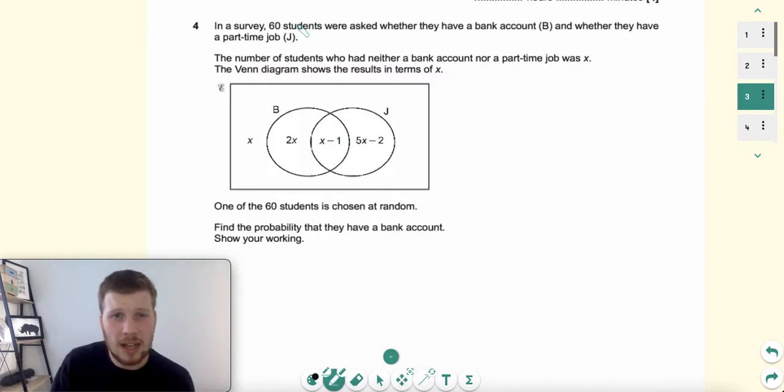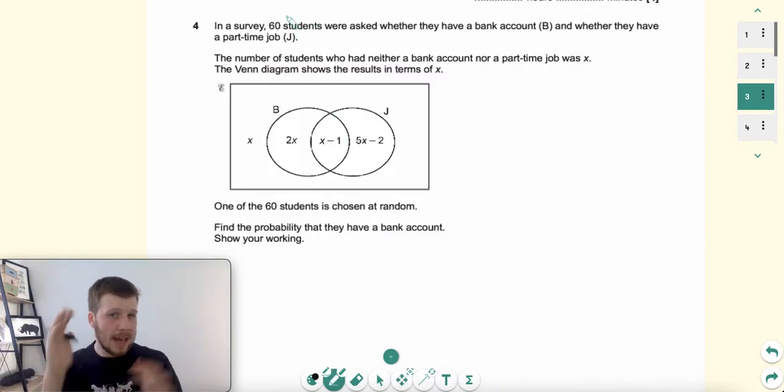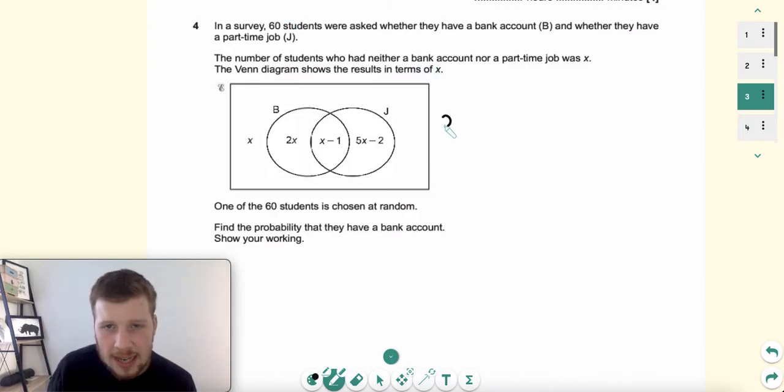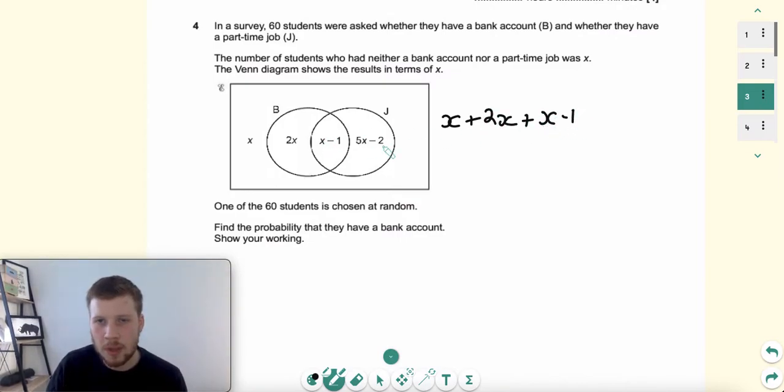To do that, I know there's 60 people in total, and looking in my Venn diagram, I know that's my complete information. So therefore, if I add everything together, so I've got x plus 2x plus x take away 1, and plus 5x take away 2, I know that this must sum to 60.